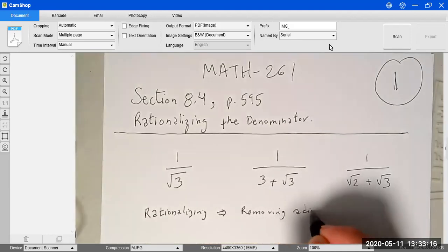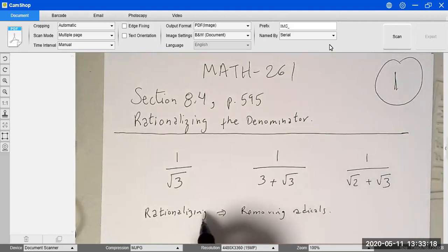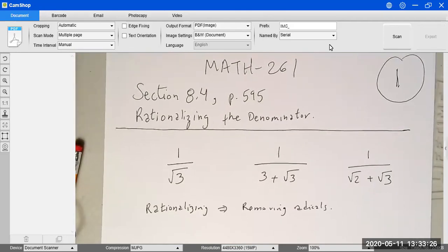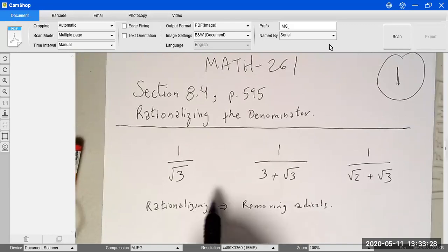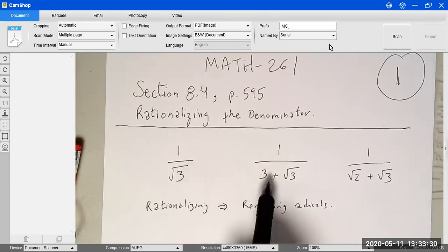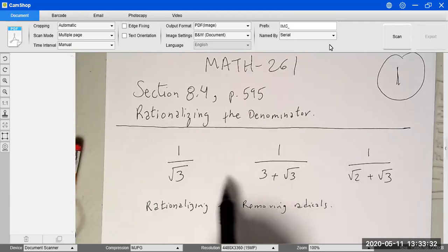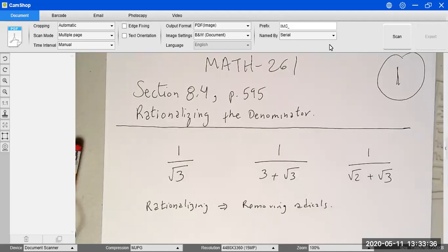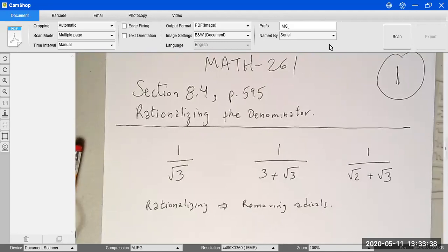radicals. So we're going to rationalize the denominators here, but in other courses of math, you might need to rationalize the numerator, so that is also possible. But rationalizing, in this case, is just trying to eliminate radicals in the denominator. In other cases, it would be the numerator. But for this class, we only are going to rationalize denominators.